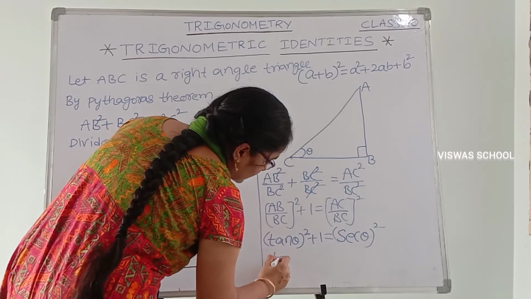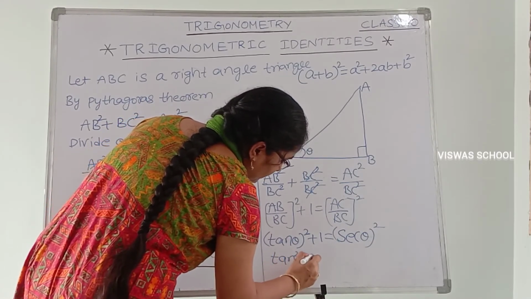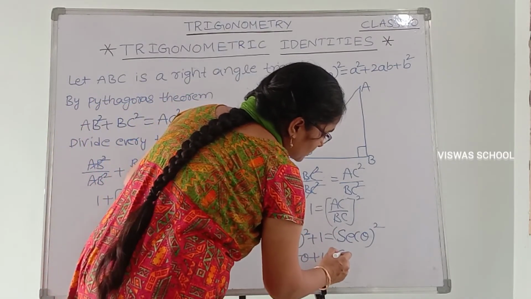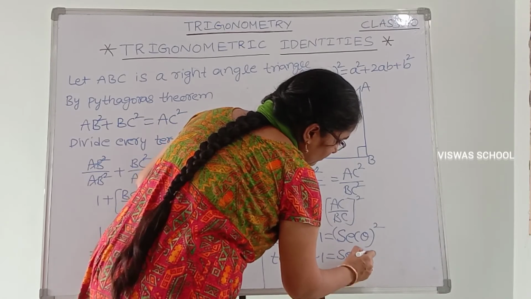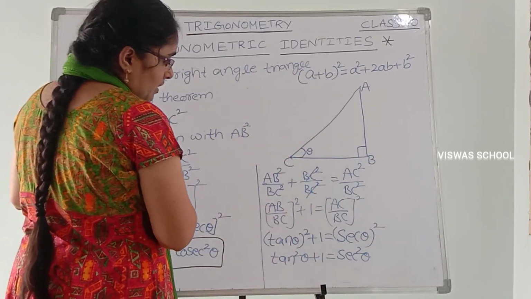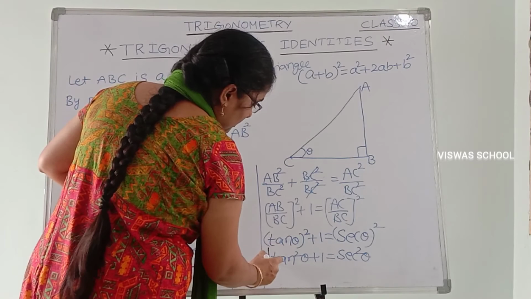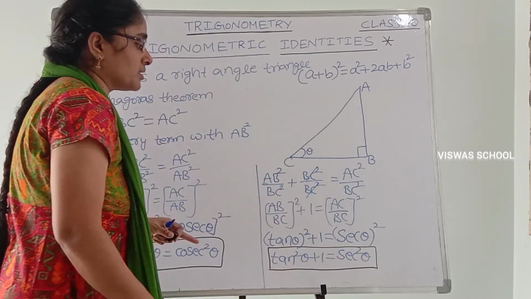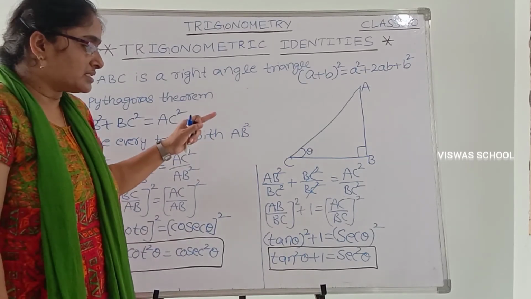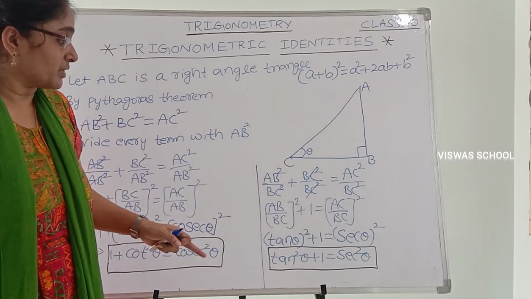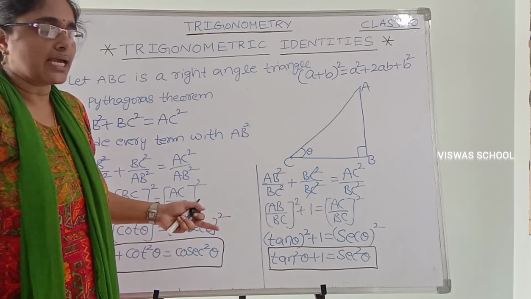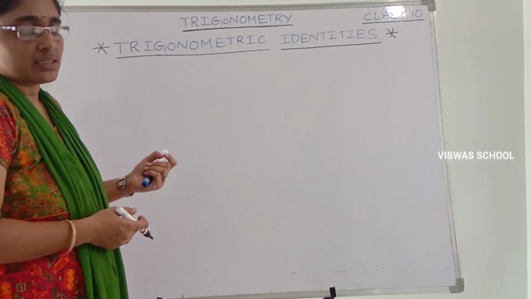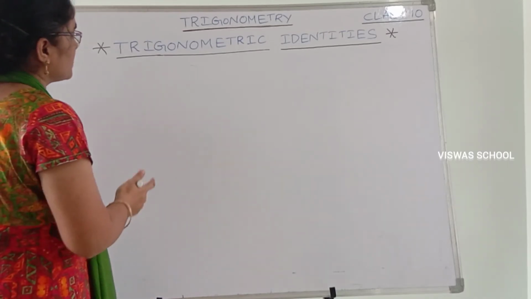That is tan square theta plus 1. It is equals to what? Secant theta whole square. Secant square theta. This is the third trigonometric identity. These three are the trigonometric identities we are having. From this we can solve the exercise 11.4 solutions. Once you see the three trigonometric identities, that is we solve now.